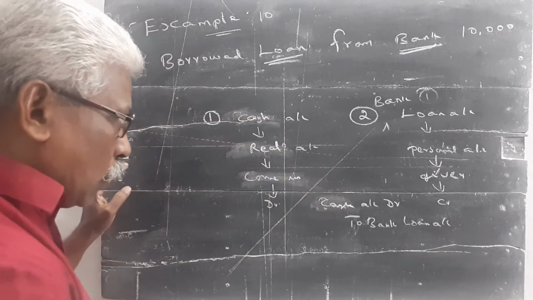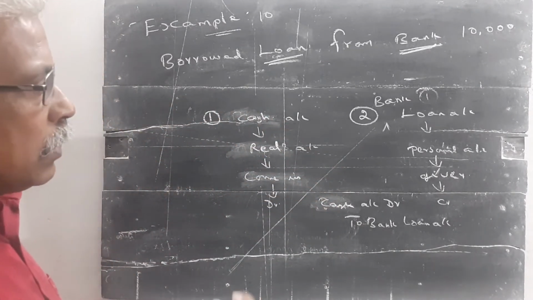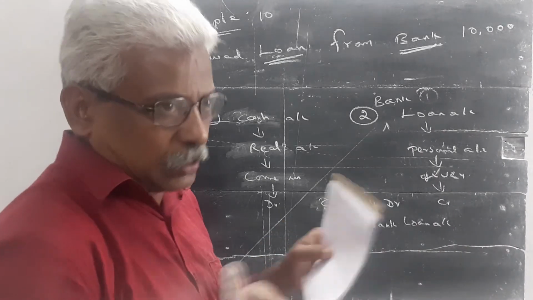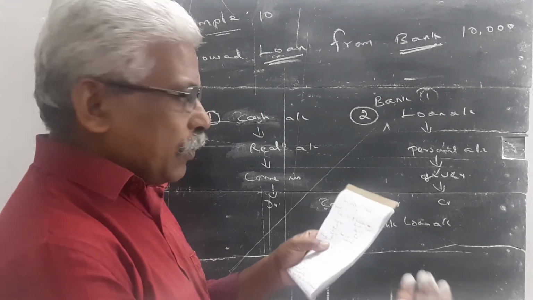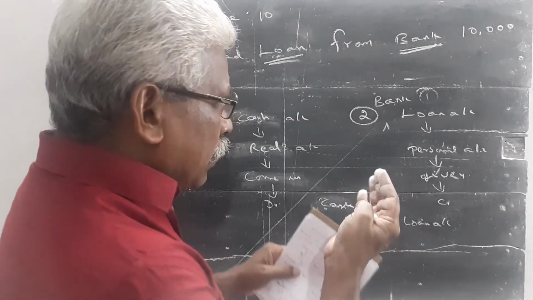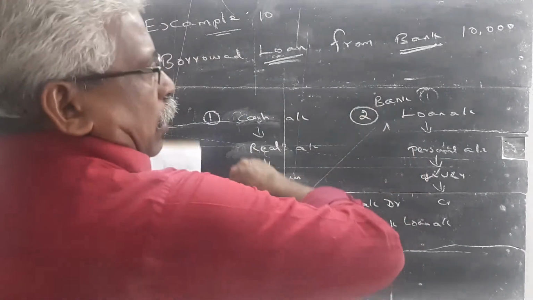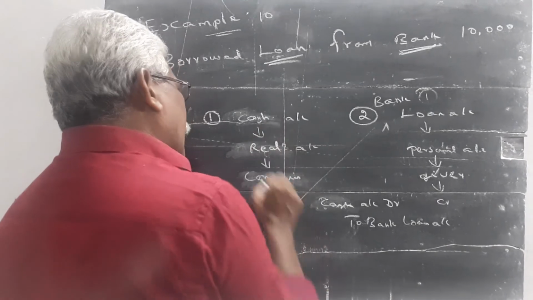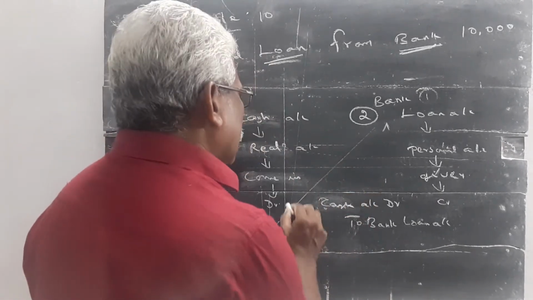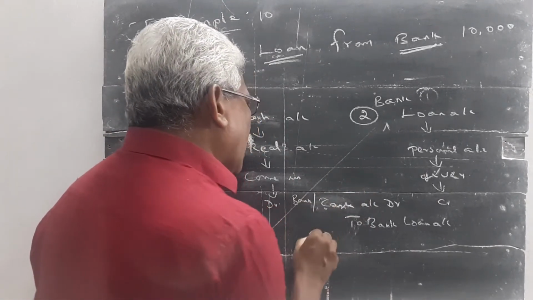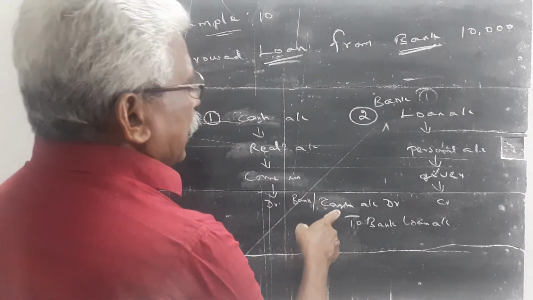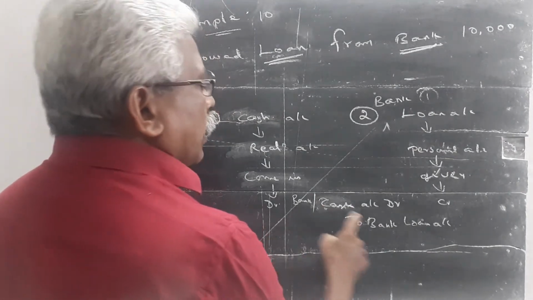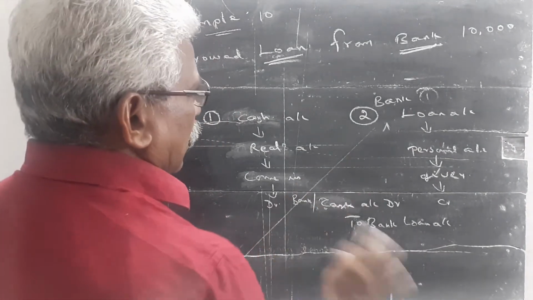But in our textbook, they assumed that the banker does not give the amount to us directly. They deposit this amount into our bank account. That is why the word bank is given in our textbook. So you can write cash also, you will get the mark. You can write bank account or cash account. Cash account to bank loan account is also correct, and bank account to bank loan account is also correct. Both answers are applicable.